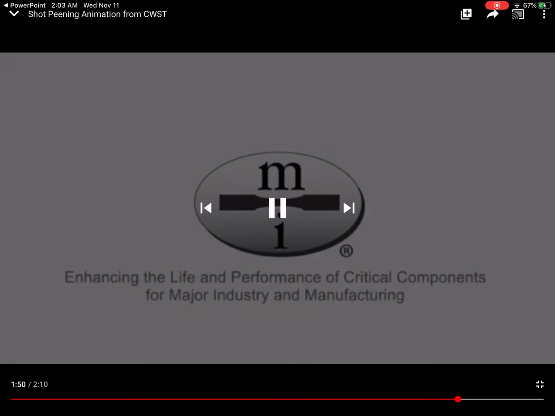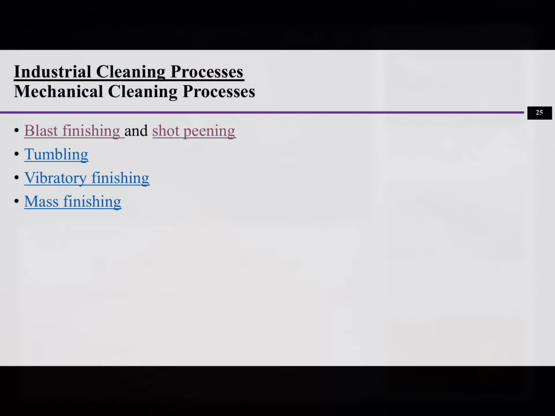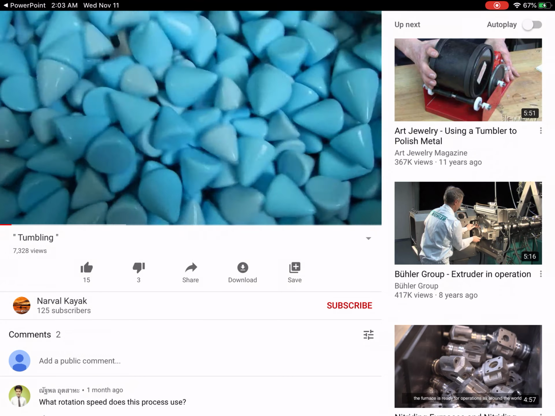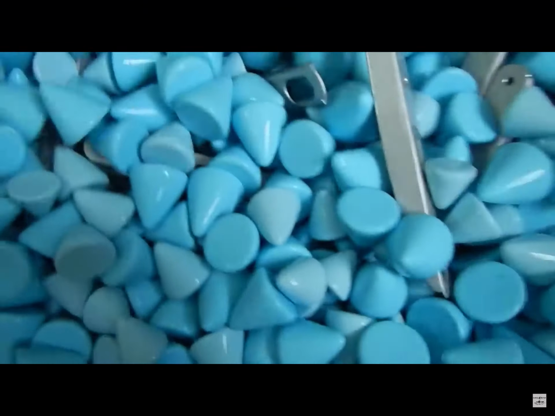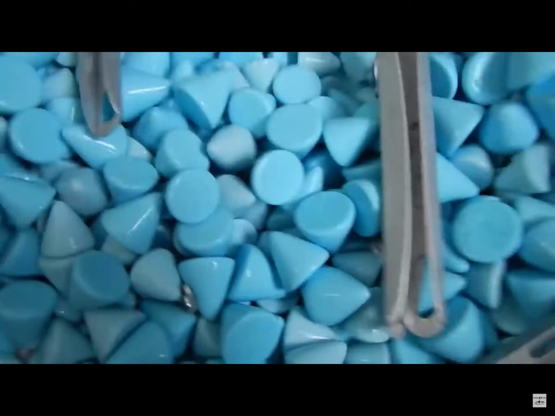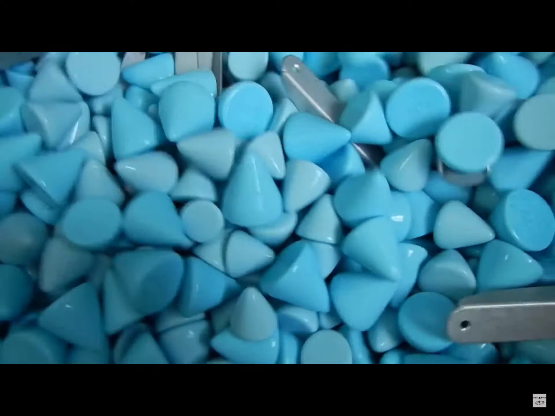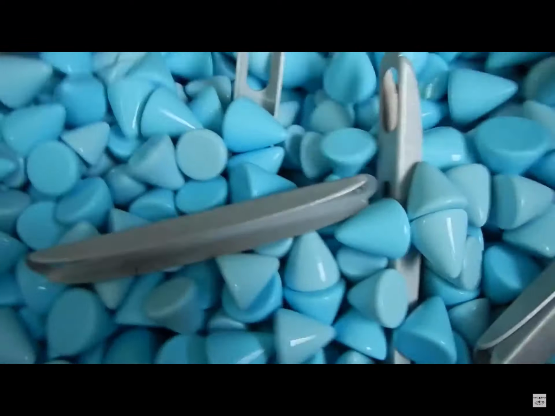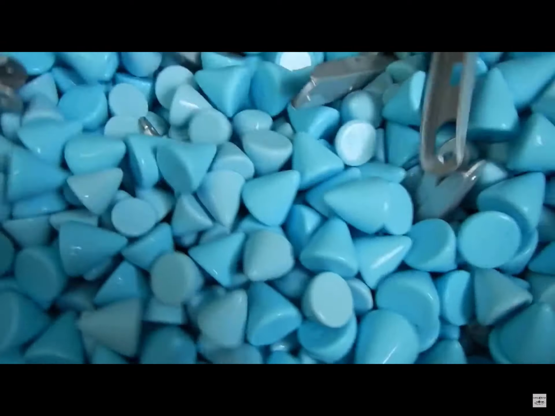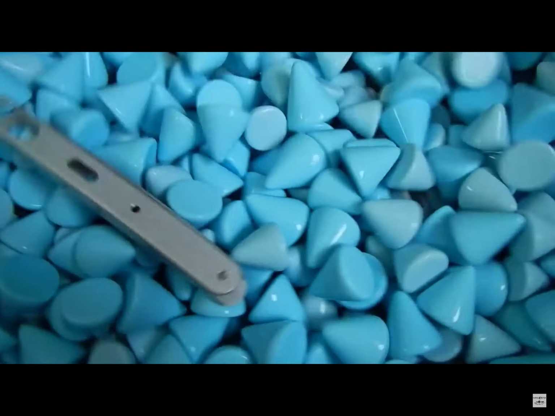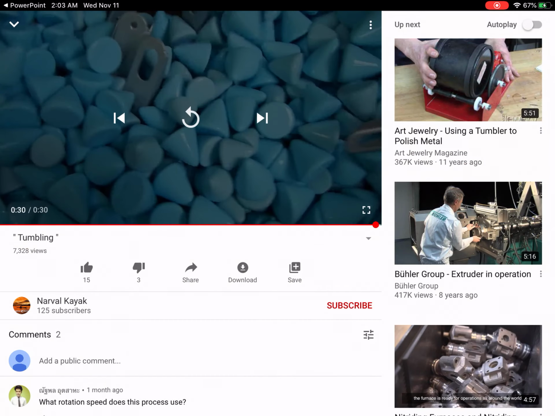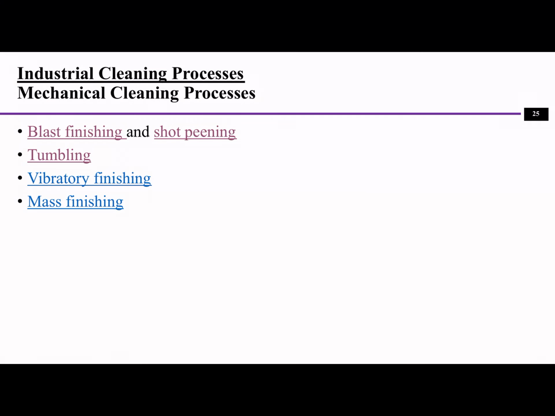Metal Improvement Company has over 75 divisions worldwide. Next, tumbling. Laboratory finishing.